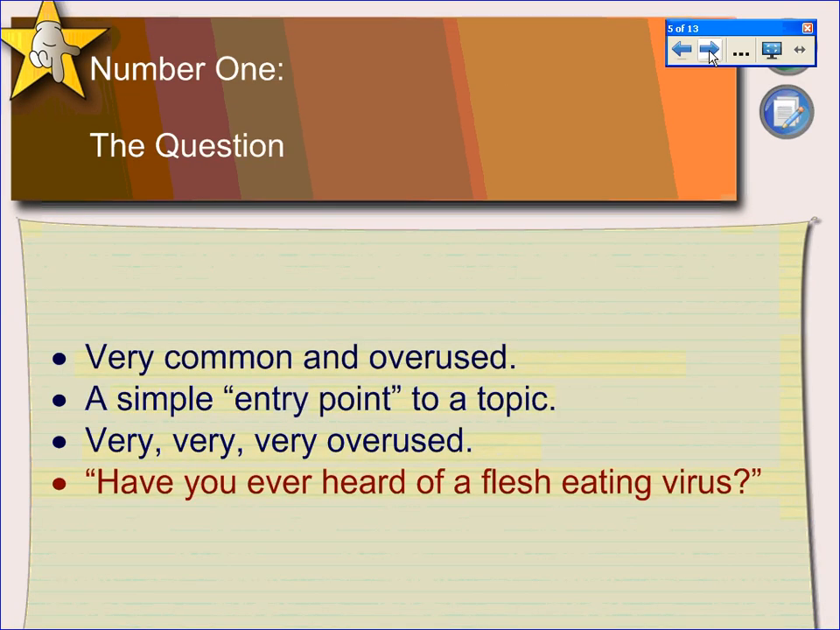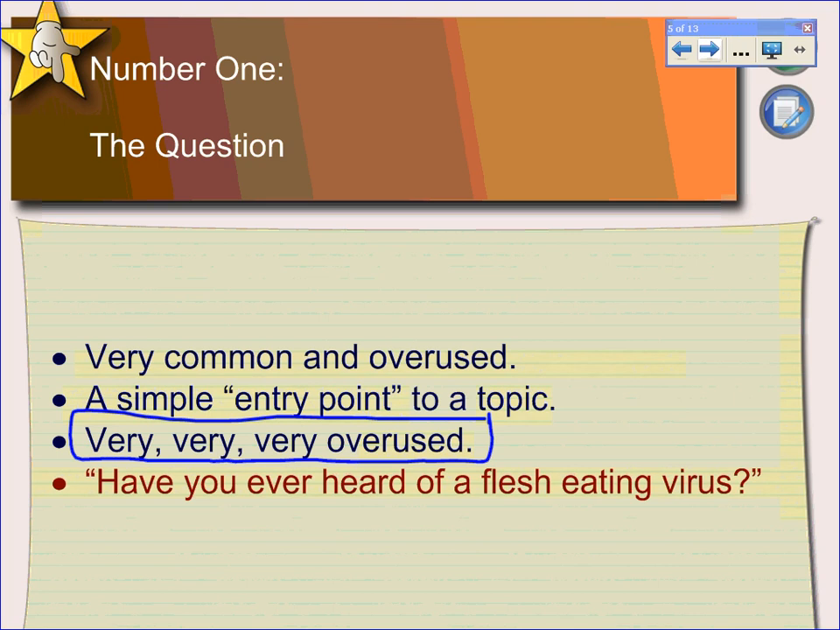The first one I want to talk about is the question, and this is the one that pops into everybody's mind when they think of an introduction, and that's why it is so common and so overused. The plus side of the question is that it provides a nice entry point to the topic. It gets everybody thinking about what you're going to talk about, but like I mentioned before, it is very, very overused. It's kind of like the default setting for introductions.